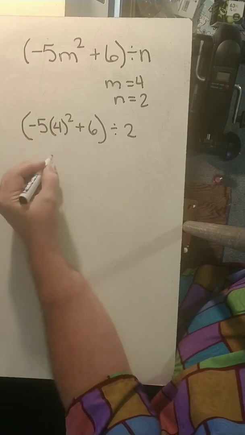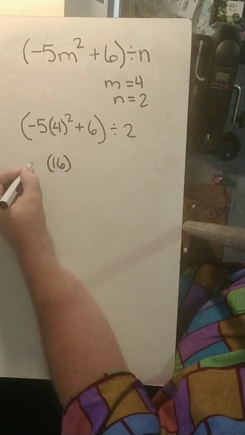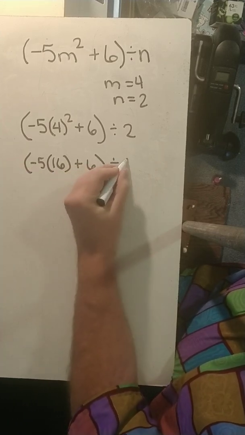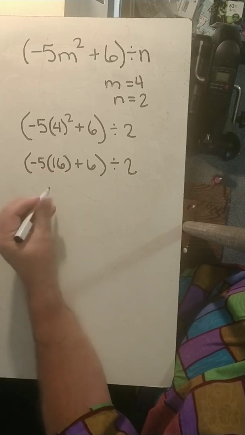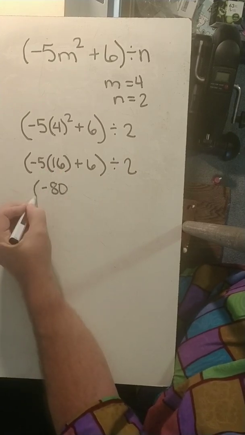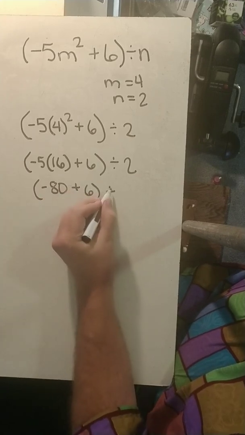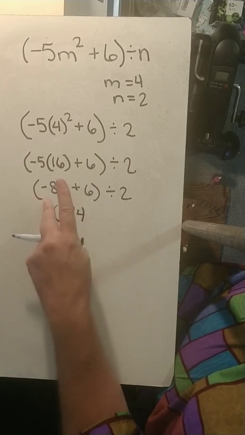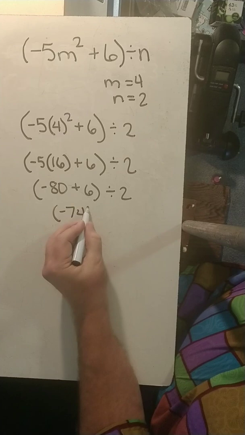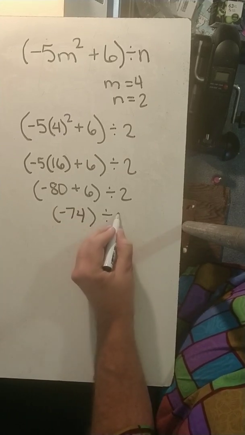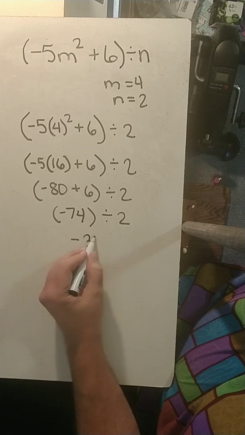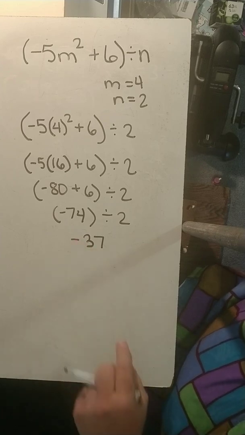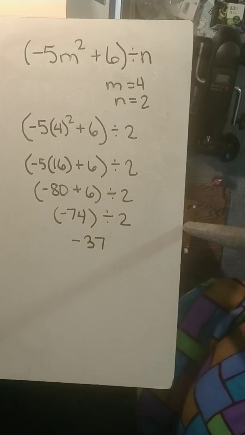Well, 4 squared gives us 16 times the negative 5 plus 6 divided by 2. So negative 5 times 16 gives us negative 80 plus 6 divided by 2. Negative 80 plus 6 is negative 74. Opposite signs subtract, keep the sign the one you have more of. So we have negative 74 divided by 2, and our final answer is negative 37. So when we evaluate this problem with 4 and 2 in for m and n, we get negative 37.